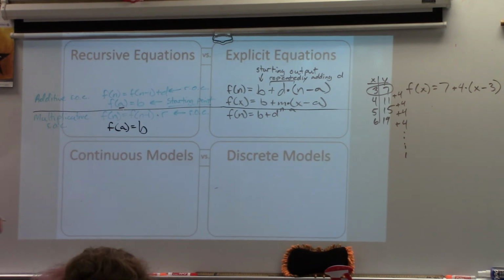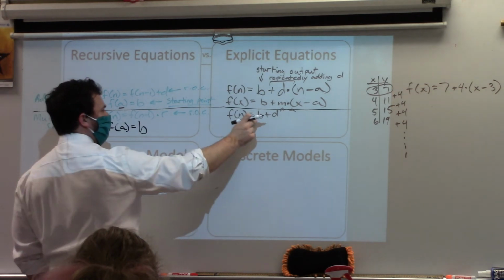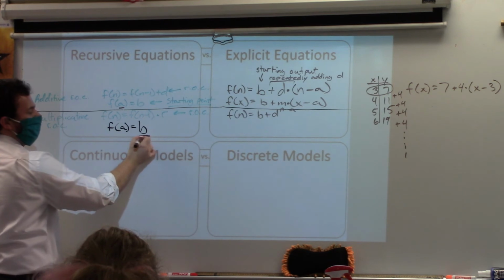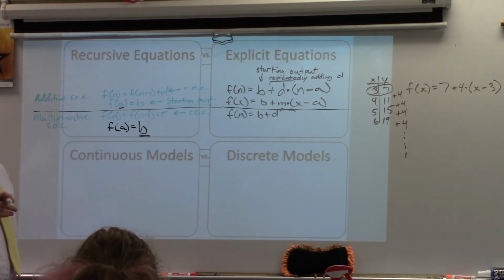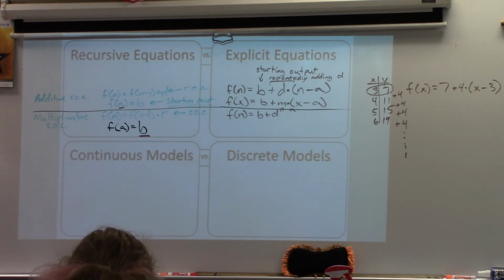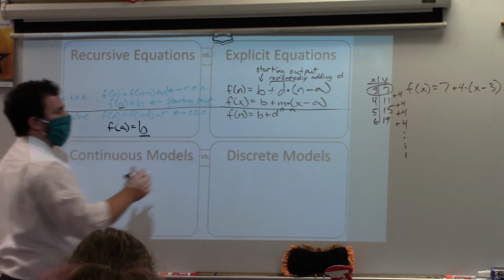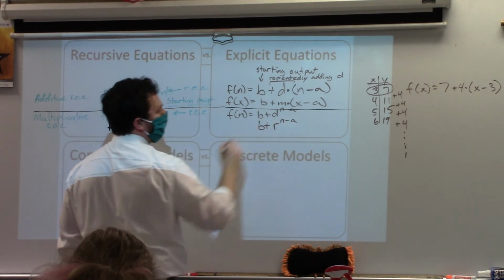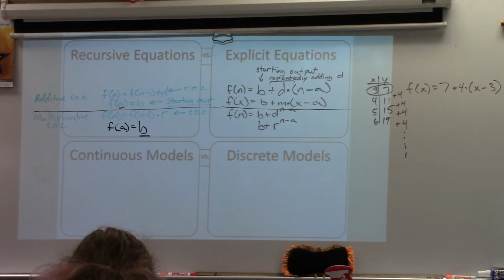So where are you getting this b from? It's the starting point. Okay, so what is the starting output? B. Whatever that starting output is, that's what's going to go right there. What? B plus r, not d. So it should be b plus r to the n minus a? Yes, that is a possibility. Why? Because it's not a common difference, it is a common ratio.